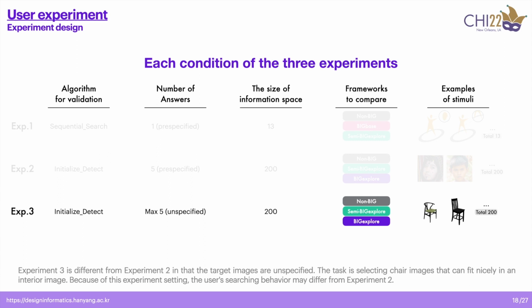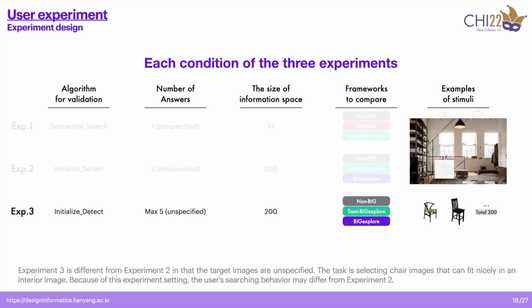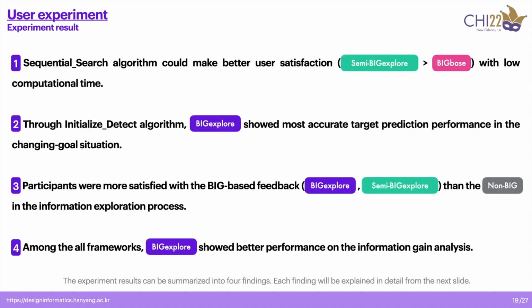Experiment 3 is different from experiment 2 in that the target images are unspecified. The task is selecting chair images that can fit nicely in an internet image. Because of this experiment setting, the user's searching behavior may differ from experiment 2. The experimental result can be summarized into 4 findings. Each finding will be explained in detail from the next slide.